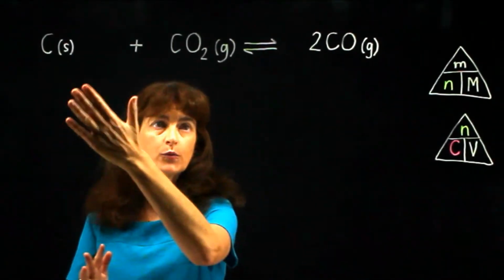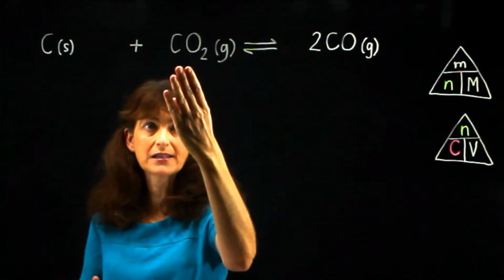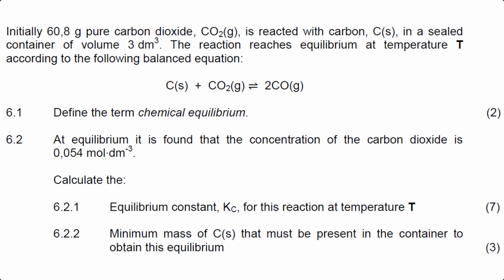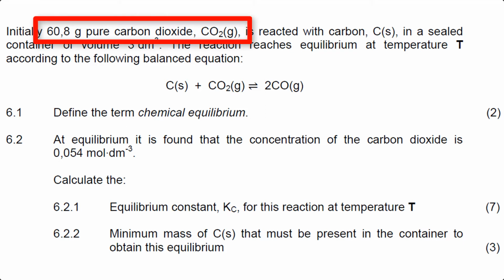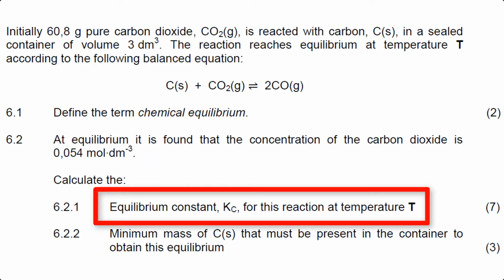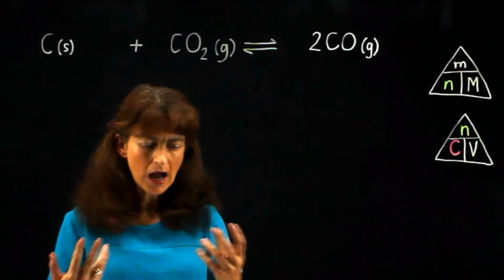And we're told that we have a situation with carbon reacting with carbon dioxide to form carbon monoxide gas, and we're given some information about the amount of carbon dioxide gas that is sealed in a container of volume 3 decimeter cubed. And then we're told that once equilibrium is reached, we're given the concentration of the carbon dioxide gas that is found. And we have to find out, first step, what the Kc value of this particular reaction is. So how are we going to solve for that?